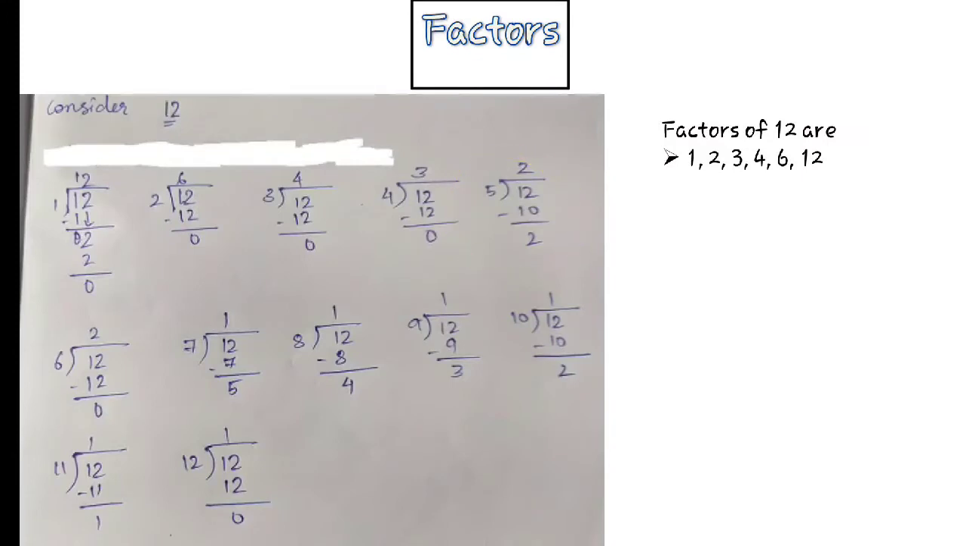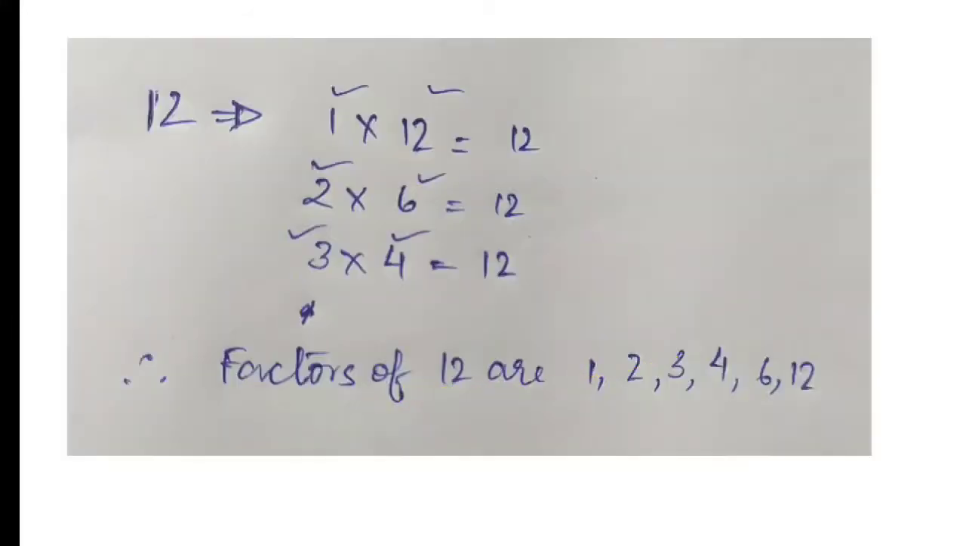5 is not a factor because it has a remainder. So the factors are 1, 2, 3, 4, 6 and 12. These are the factors of 12. Now look at 12 to understand it much better. That is one way of finding out.